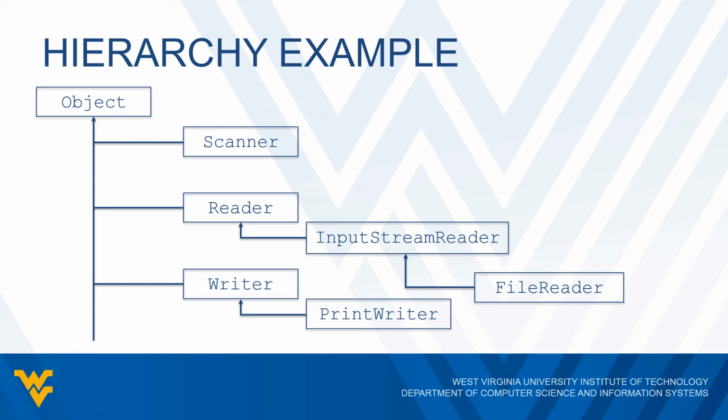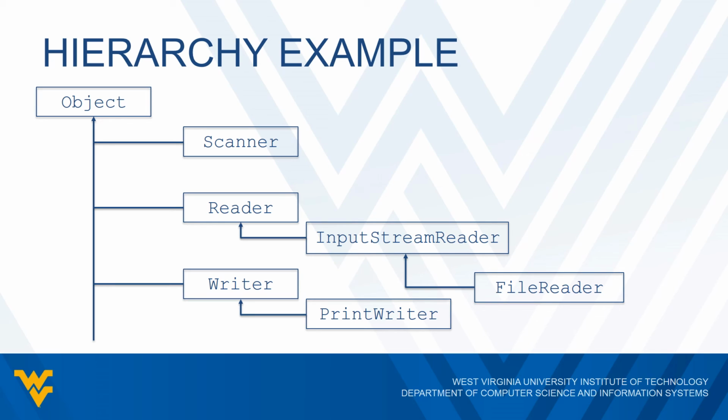Here's a very simple example of how these stream classes are set up in our hierarchy. What we see here is everything does eventually inherit from the Object class, but specifically the Scanner class, and then we have two other classes called the Reader class and the Writer class. These are all derived from the Object class. So Scanner, Reader, and Writer are subclasses of the Object class. Now I'm pretty sure you haven't done anything with Reader or Writer before, but we're not too worried about it.